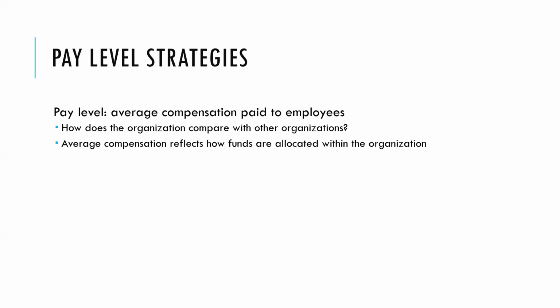So one thing that organizations at a higher level have to think about is their pay level strategy. And one thing I do like about chapter 6 is it's organized from broad to very specific. So very broadly, organizations have to think about what is the average compensation they're going to pay to their employees. And as the book mentions, it may not be the same. Your pay level strategy may not be the same for all employees in your organization.